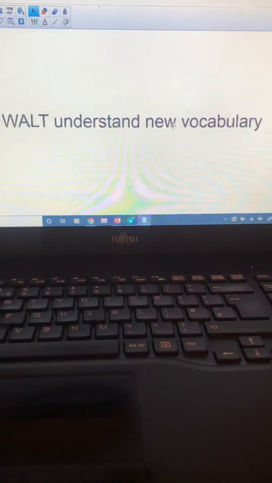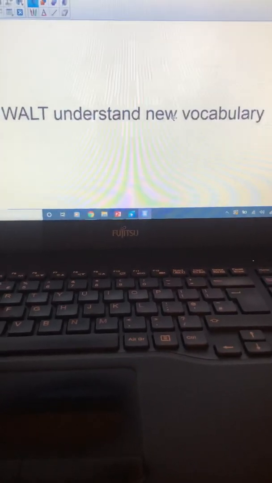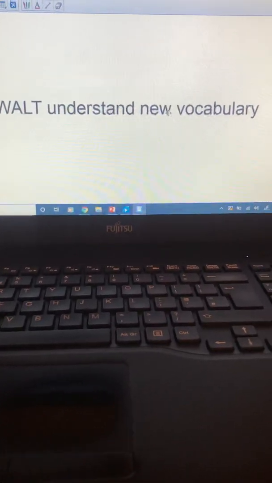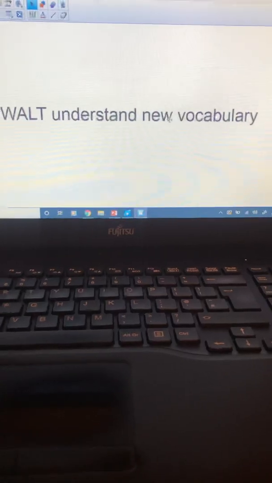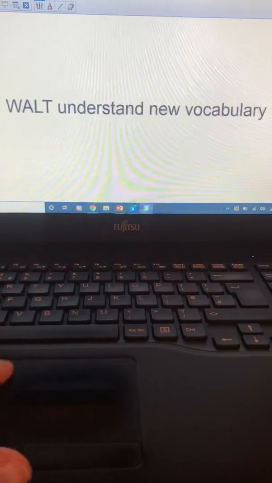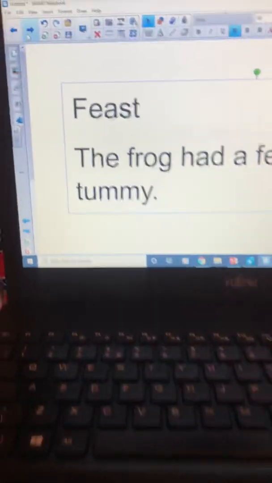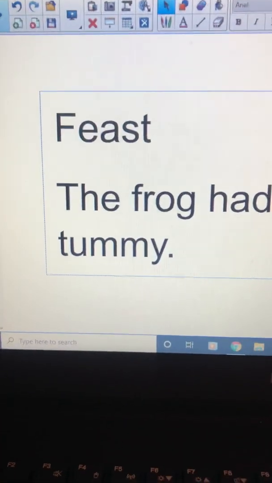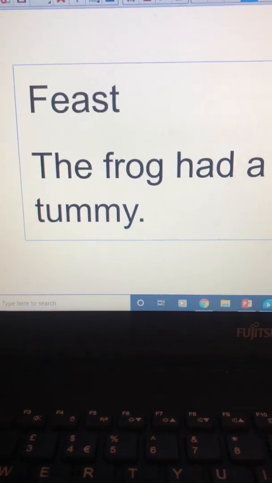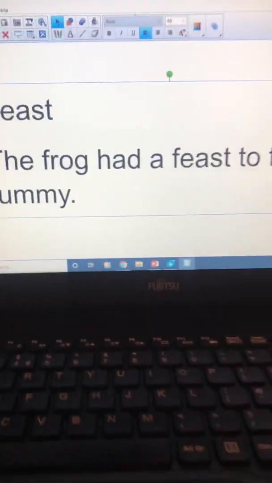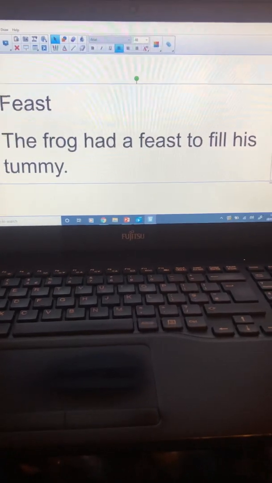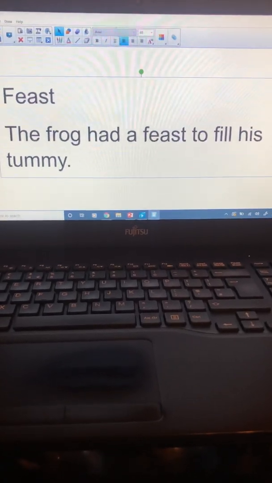And sometimes we might not know what some words mean. And if we don't know what something means, it makes the understanding of what we are reading really difficult. For example, I've written the word feast. Now, I'm sure you know what the word feast means, but if you didn't, the understanding of the sentence underneath would be really tricky because the sentence says, the frog had a feast to fill his tummy.